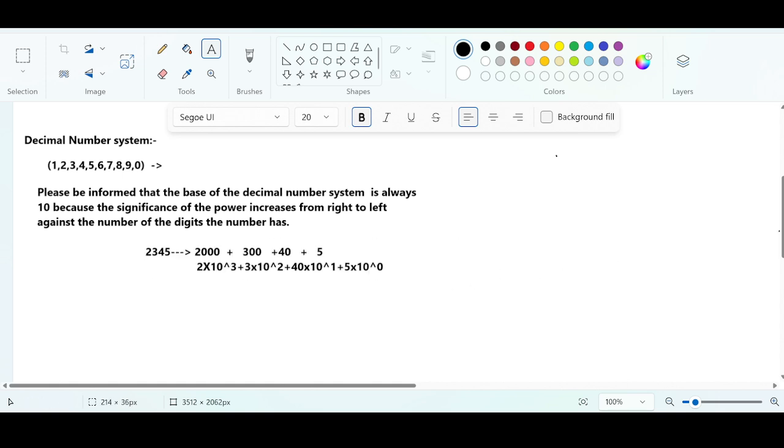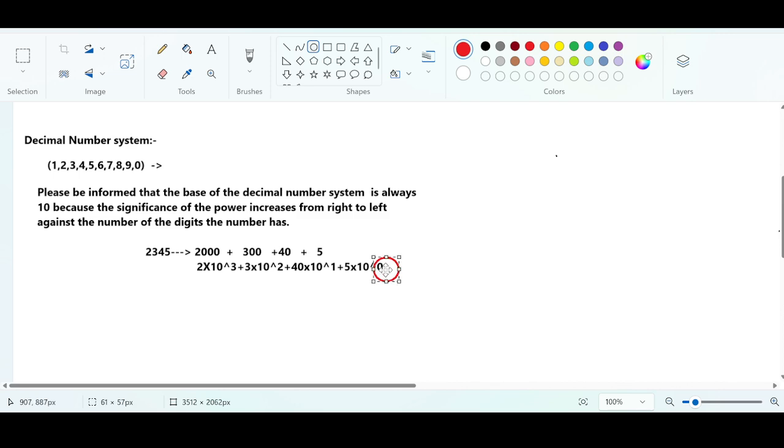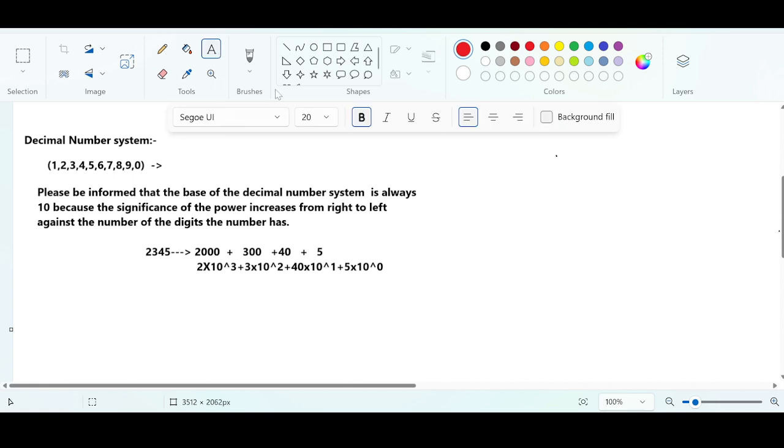If you look at the powers, 10 to the power of something, and see the significance of the powers, it is increasing from right to left, from 0, 1, 2, 3, and so on. It keeps increasing like that. And apart from that, it is always the multiples of 10. Whatever number you take, it is always the multiples of 10. That's why the base is always 10.